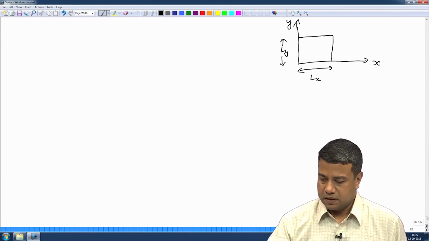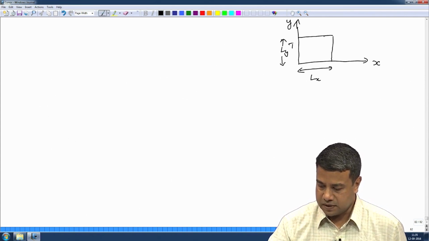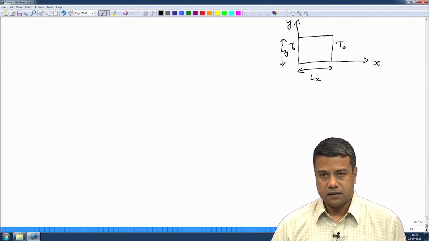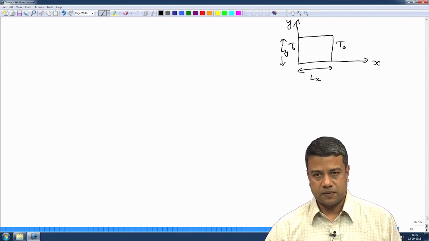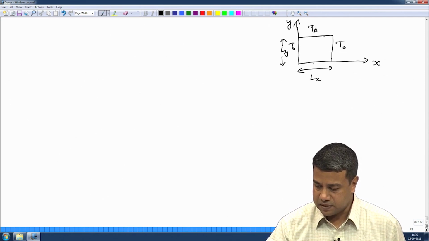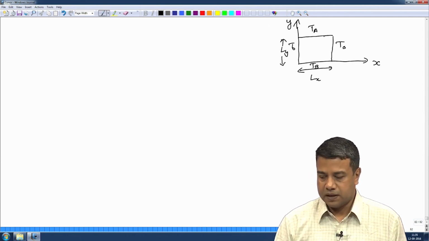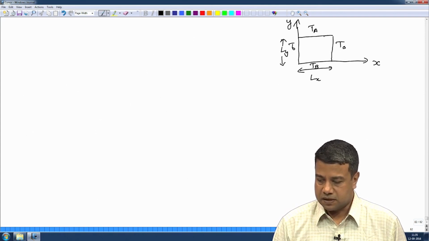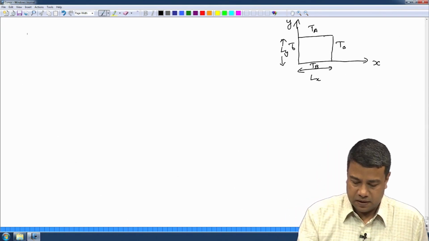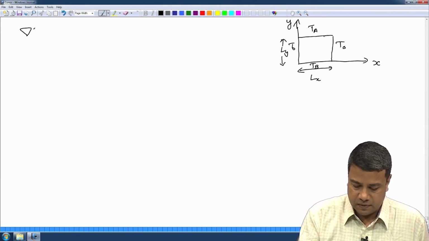Okay. The face at x is equal to 0 is at temperature T naught, at x is equal to Lx is at temperature T naught. So, therefore, these 2 faces are at constant temperature. The top and bottom faces are at some different temperatures. Okay. And I want to find out what is the temperature distribution throughout the system. Okay. Therefore, this is a diffusion dominated problem. I need to solve the equation del square T equals 0.